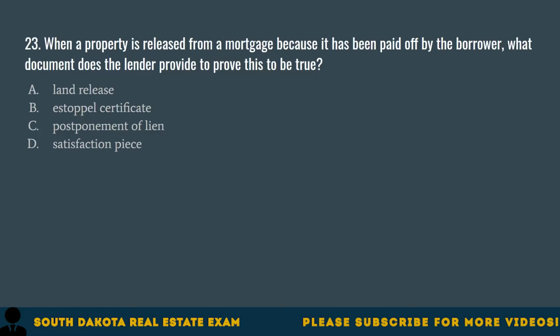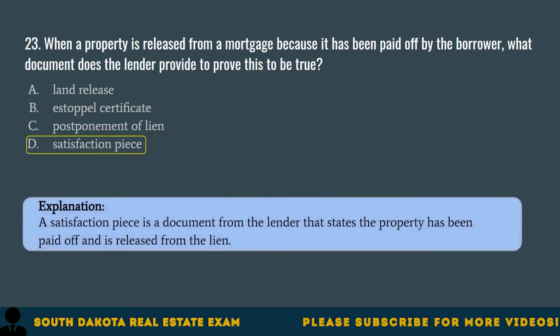Question 23. When a property is released from a mortgage because it has been paid off by the borrower, what document does the lender provide to prove this to be true? A. Land release. B. Estoppel certificate. C. Postponement of lien. D. Satisfaction piece. The correct answer is D. Satisfaction piece. A satisfaction piece is a document from the lender that states the property has been paid off and is released from the lien.